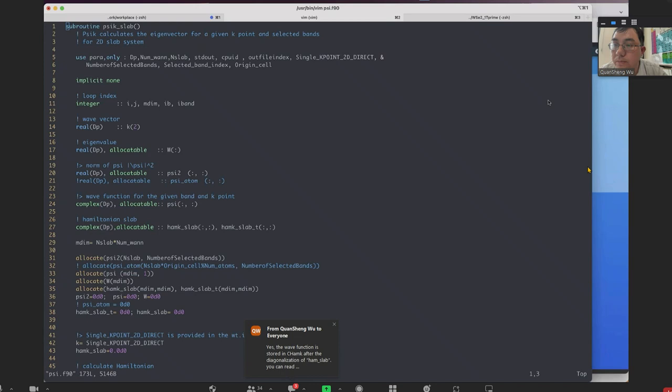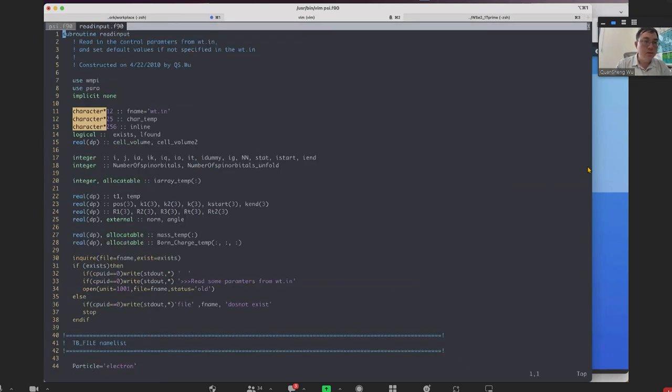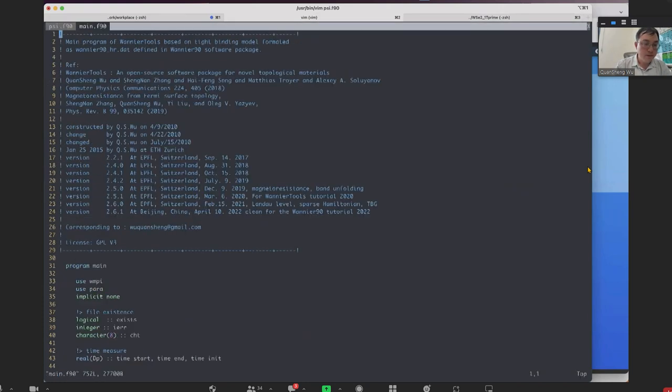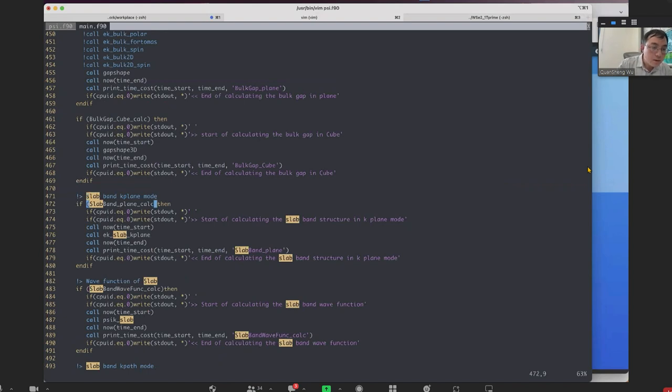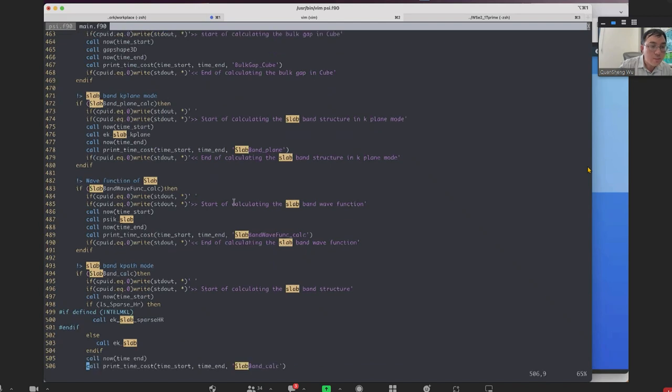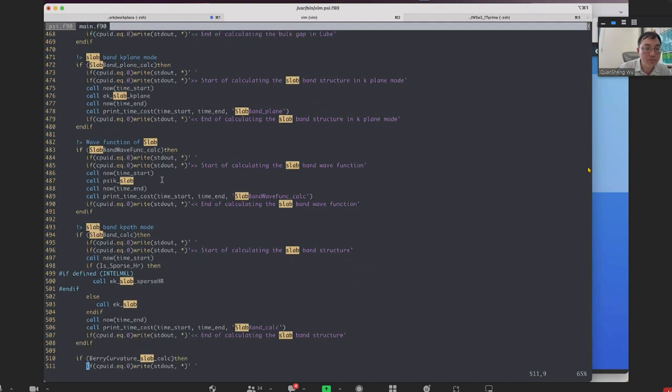How to use the Hamiltonian slab? Okay, in the documentation it's called slab, slab EK, I think slab band calculation. Actually, we not only have slab band calculation, we also have slab plane and slab band wave function calculation.